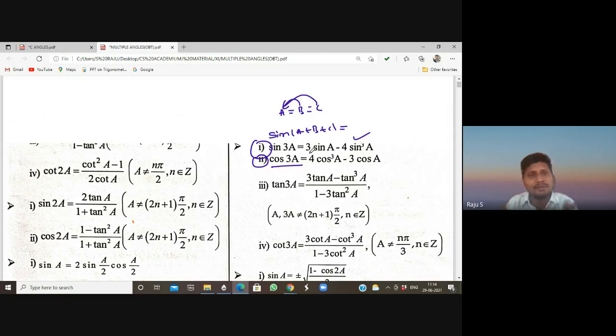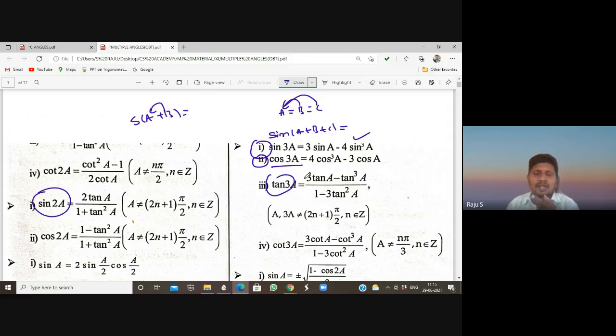Compound angle sin a plus b is there. Okay, a plus b. Substitute b equal to a. You are going to get sin 2a. Sin a plus b, we know that. With b equal to a, we will get 2a. In the same way, we can take the tan a plus b plus c formula.